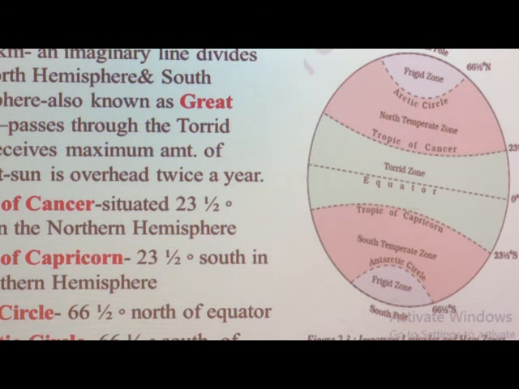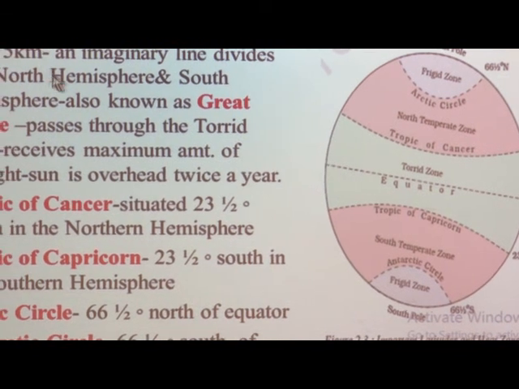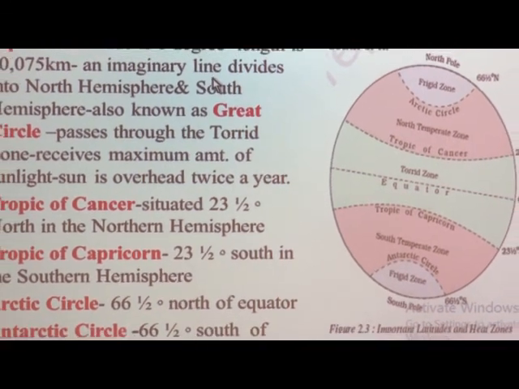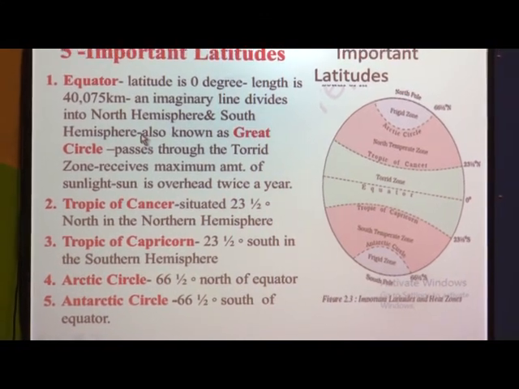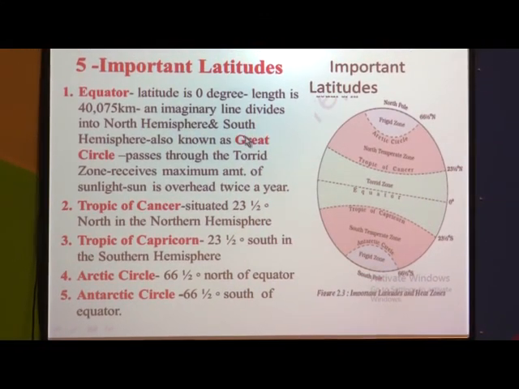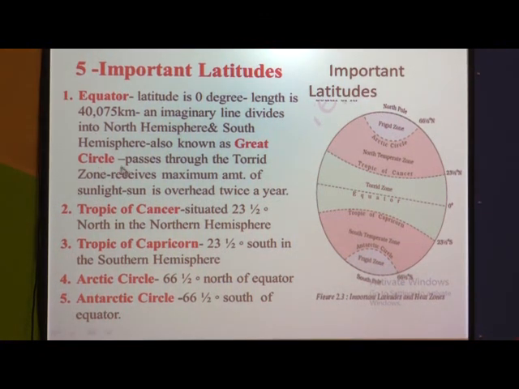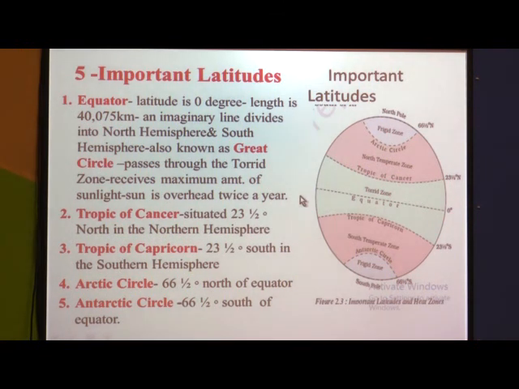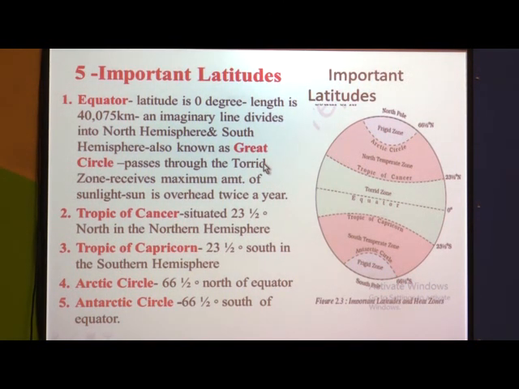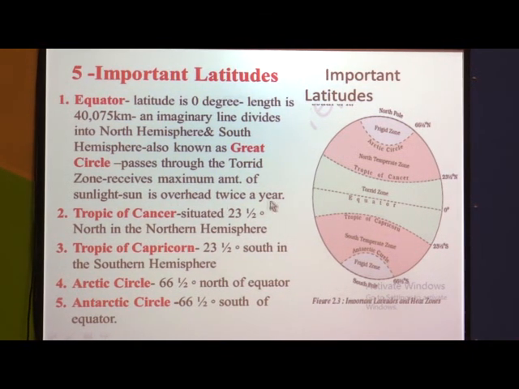Then the length is 40,075 kilometer, and it is an imaginary line that divides the earth into the northern hemisphere and southern hemisphere. It is also known as the great circle. It passes through the torrid zone, which receives the maximum amount of sunlight, and here the sun is overhead twice a year.